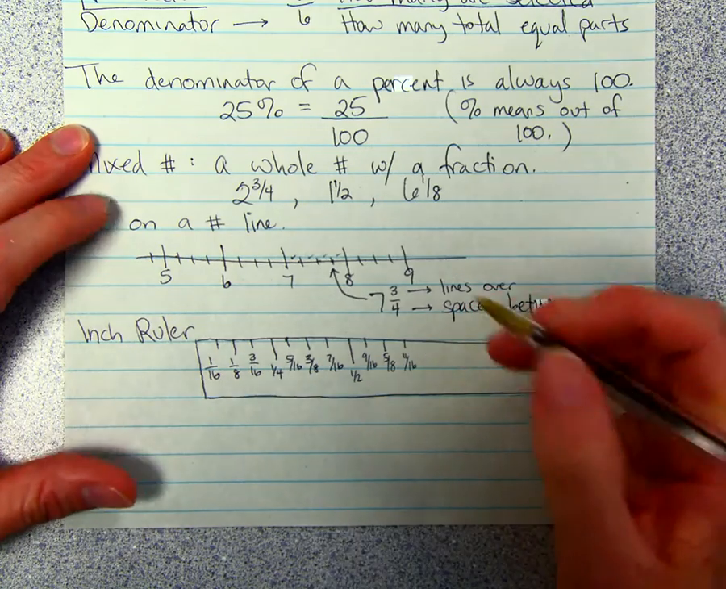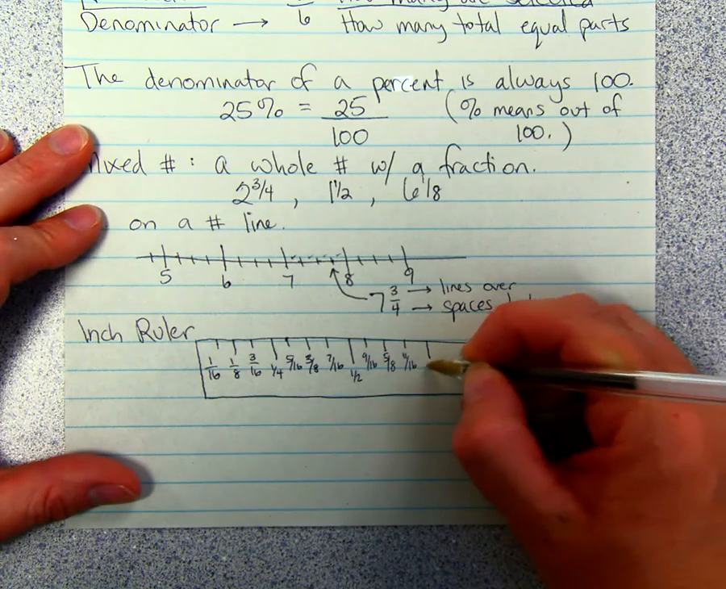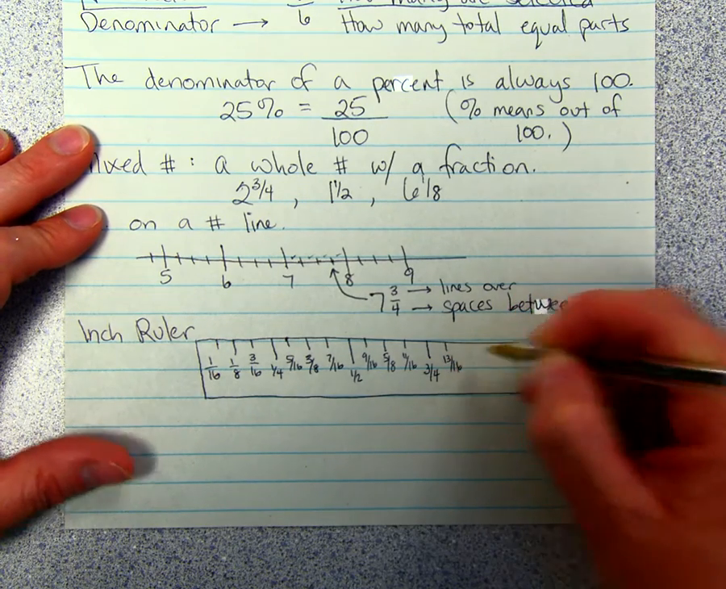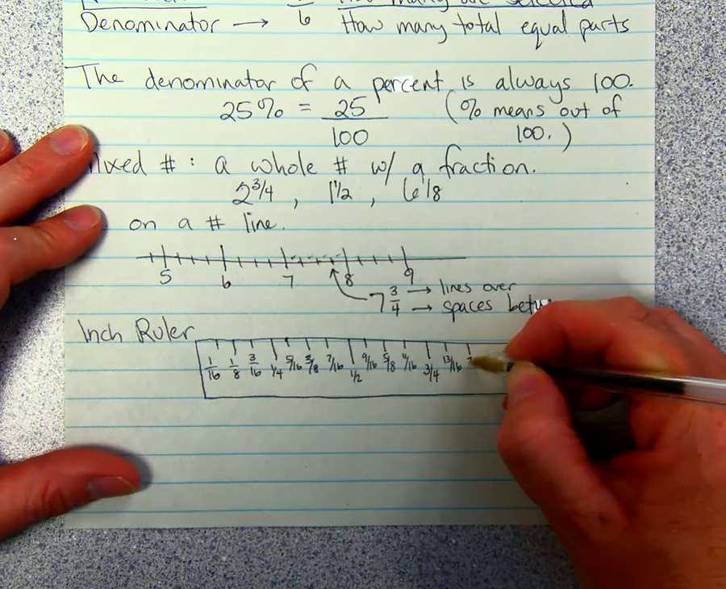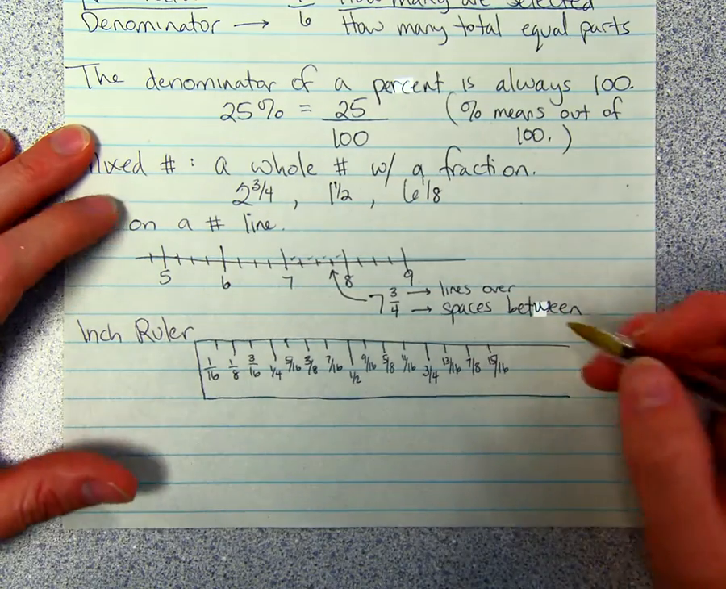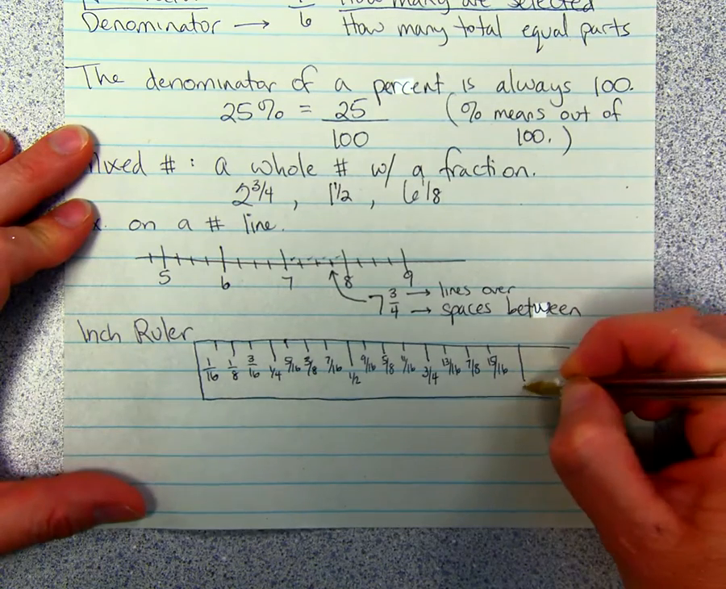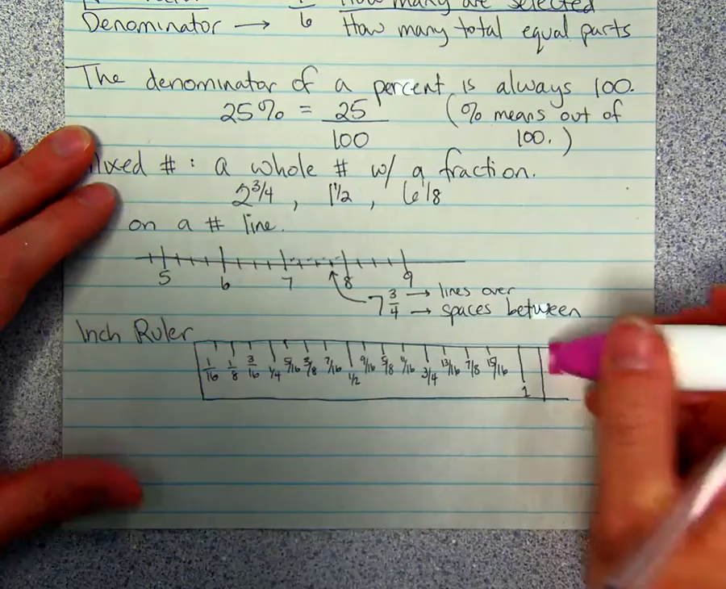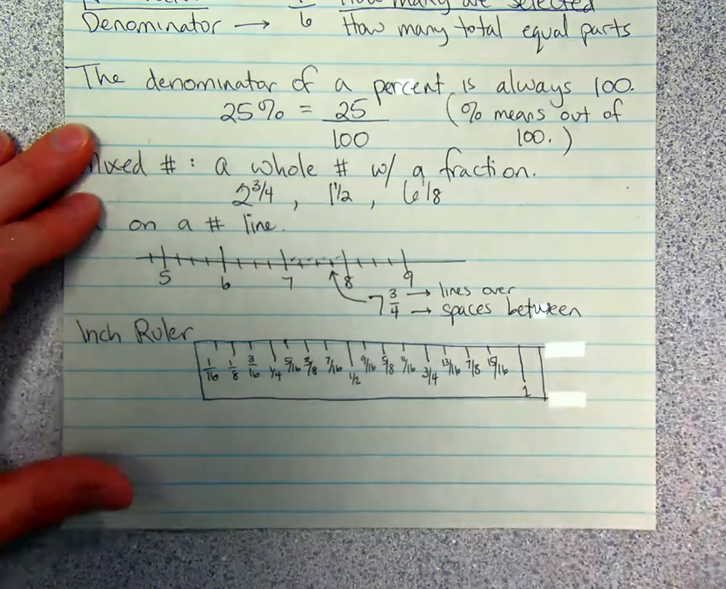11/16, 12/16 counts as 3/4, 13/16, 14/16, which is the same thing as 7/8, 15/16, and then 16/16 would be 1. We're just going to stop it there at 1 inch.